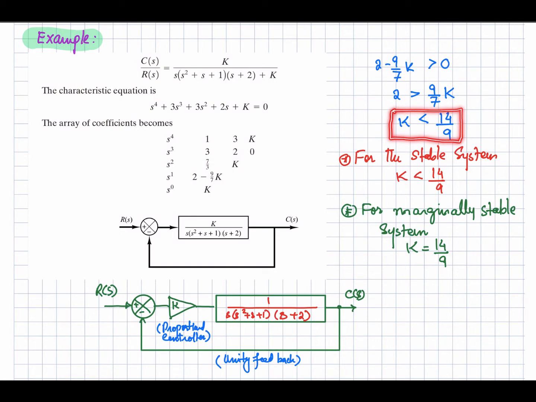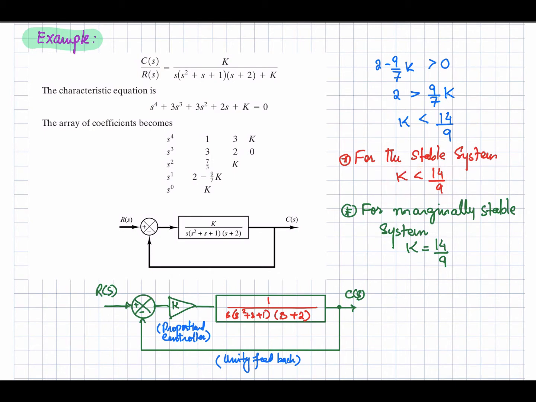So if our k is less than 14 by 9, this term will be positive and our system will be stable, because this is positive. 14 by 9 over here will also be positive, so there will be no sign change. So if the value of k is between 0 and 14 by 9, because for 0 the special case of this Routh stability criteria will be applied, the k should be between 0 and 14 by 9 to get the positive value over here to keep your system stable. For the stable system, this is the range of k.